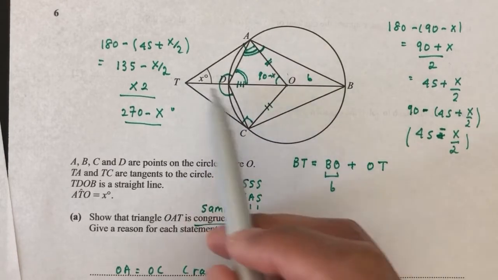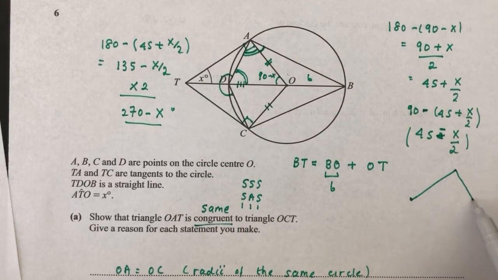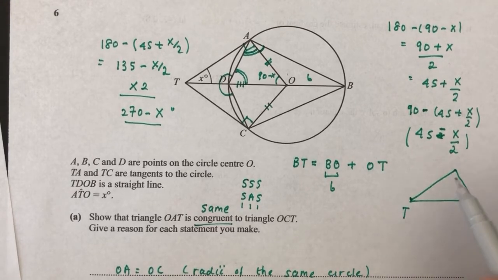So let's take this triangle out. We have T, A, O. This is O, this is T, and this is the right angle triangle. So we know the radius is 6. We know the angle is 35. We need to find the length of OT. So we have to use SOHCAHTOA.